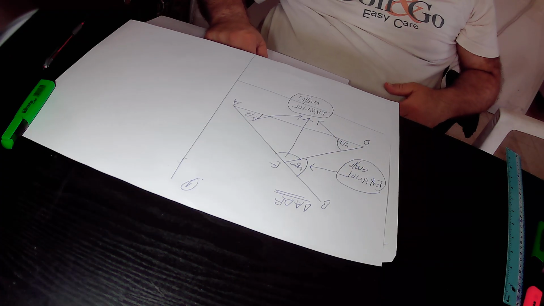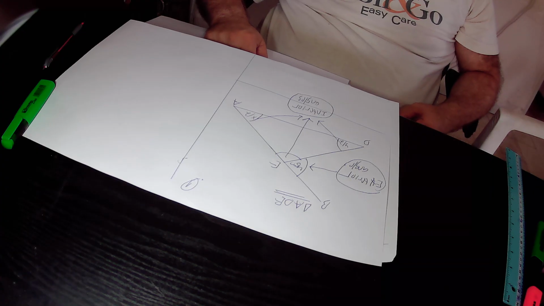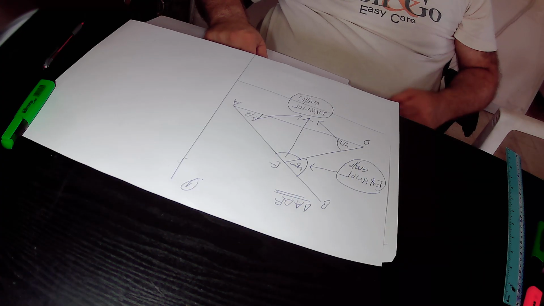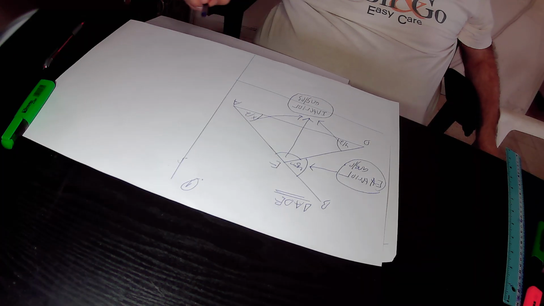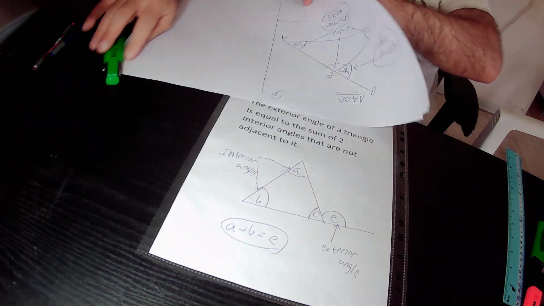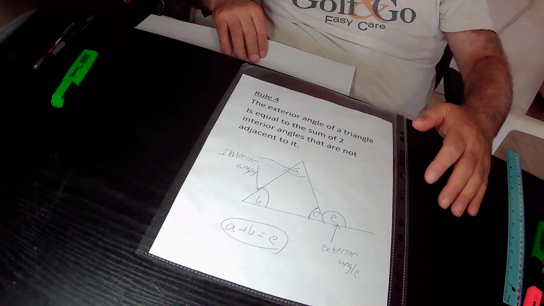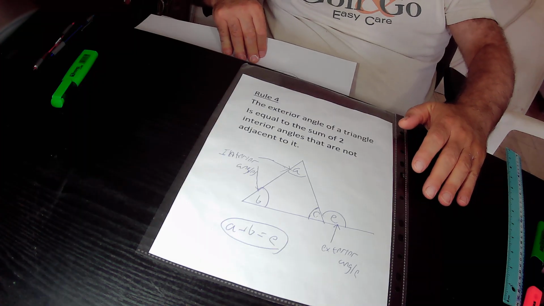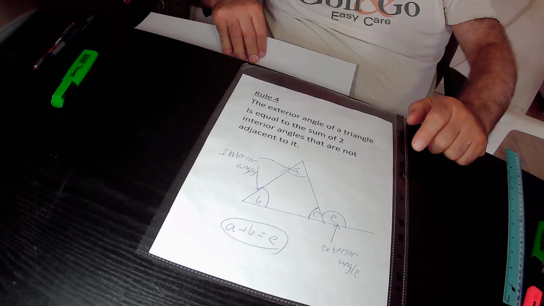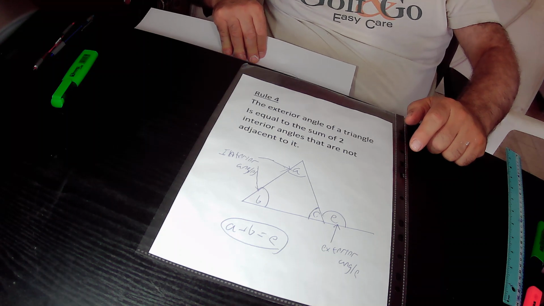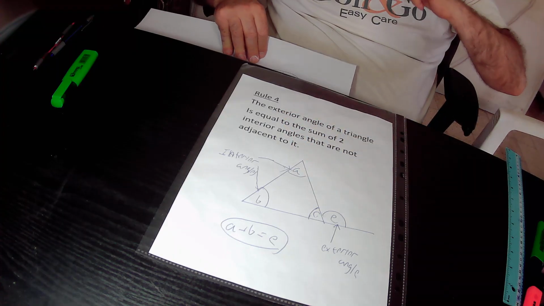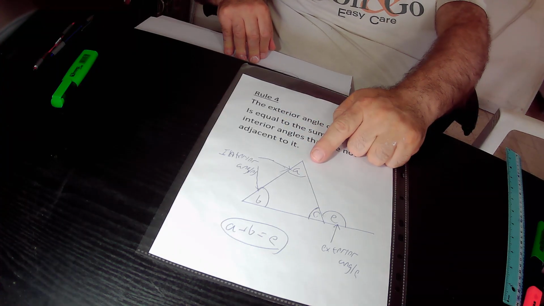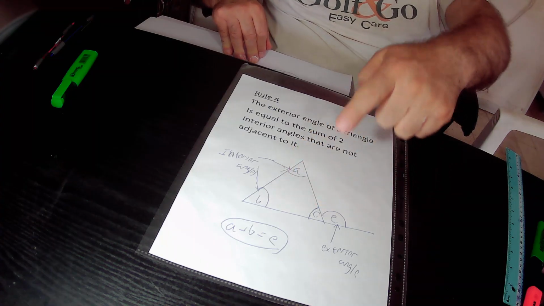So in the next step, I will present to you rule 4, and we will implement rule 4 in this triangle, triangle AED. So according to rule 4, the external angle of a triangle is equal to the sum of the two interior angles that are not adjacent to it. So in the drawing we have a triangle. Inside this triangle we have three angles A, B and C.